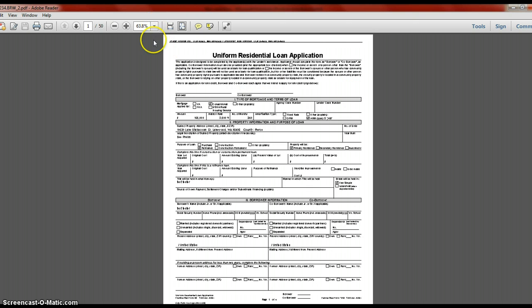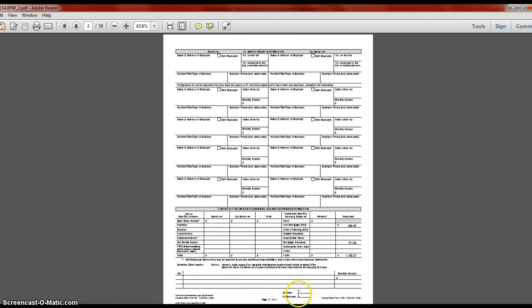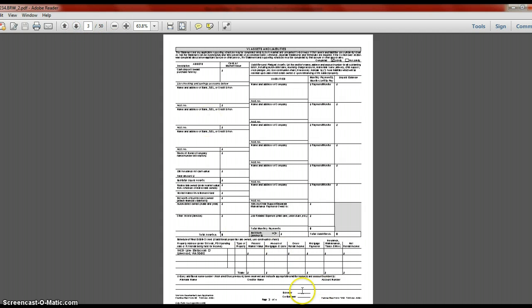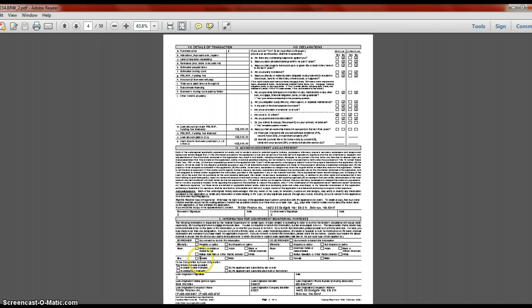Okay, so this is the first page of the application. If it's just one of you, sign up here. If it's two people, you sign here. And then you also initial down here. This is just the first page of the application. Page two, you initial down there. Page three, initial down there. And page four, you sign here and then sign here.